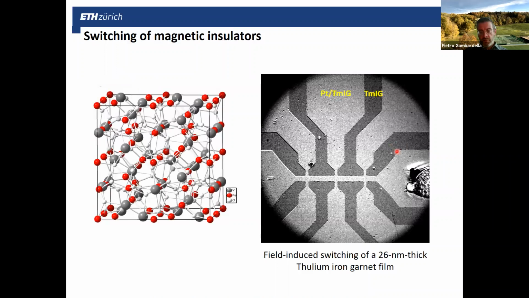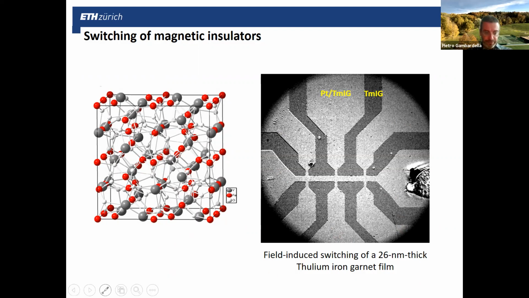So before concluding, I'd like to show you also that these type of effects are not limited to metallic systems. And in fact, much of the interest comes from the fact that there are sort of universal torques that can be used to control the magnetization in different classes of materials, including insulators. So here we have a magnetic garnet layer. This is a thulium iron garnet film with perpendicular magnetization.